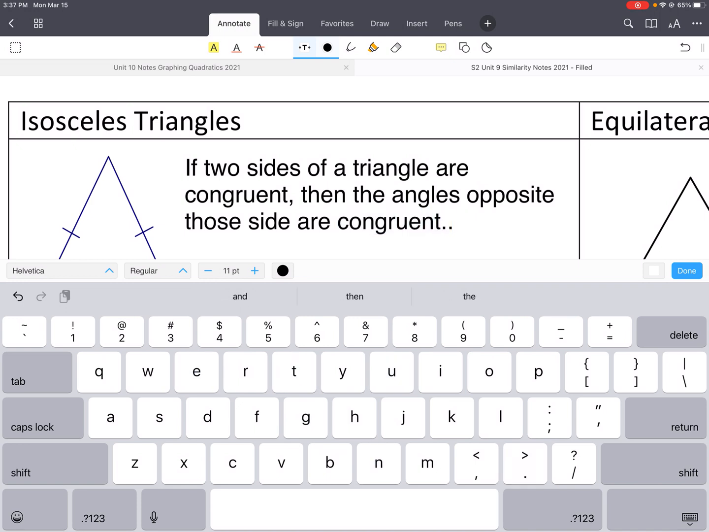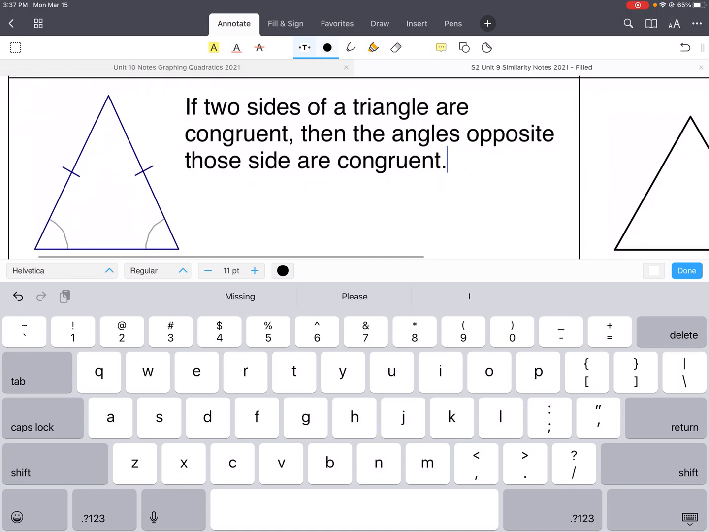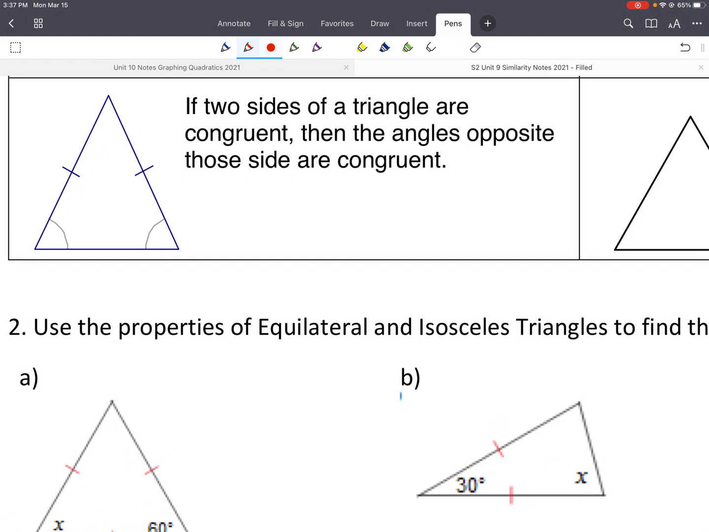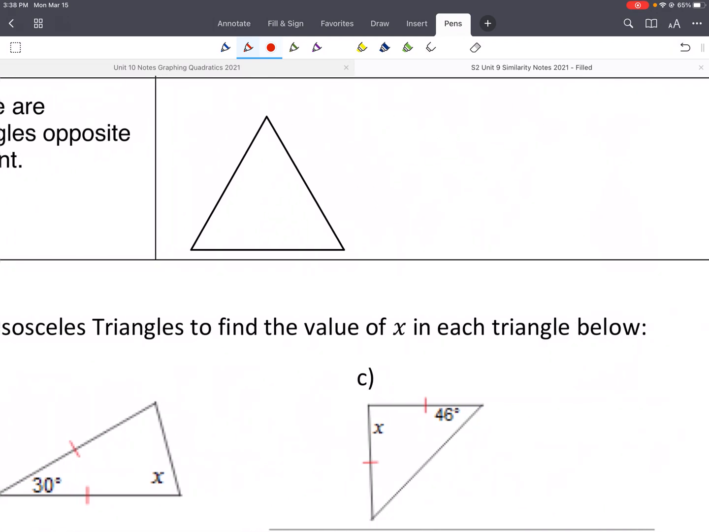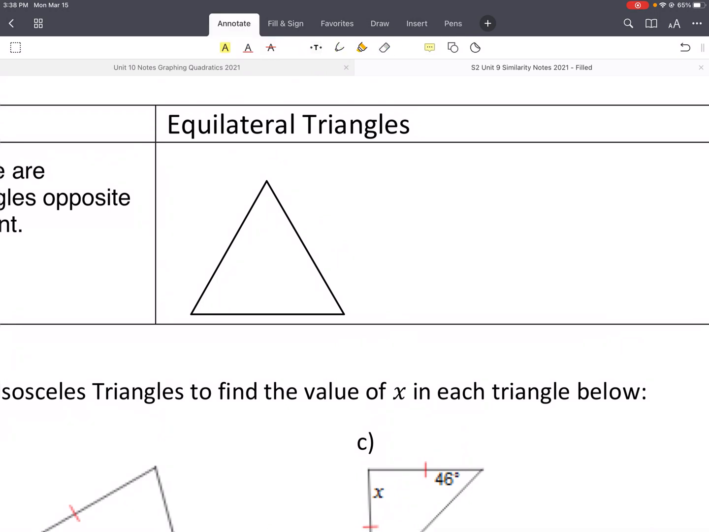Okay, so basically saying that if we have two congruent sides, then we also have two congruent angles that are opposite of those congruent sides, okay? So these two will never be the same. These two will never be the same. It's always the ones that aren't touching those two congruent sides, if that makes sense. Okay? Then let's talk about equilateral triangles.